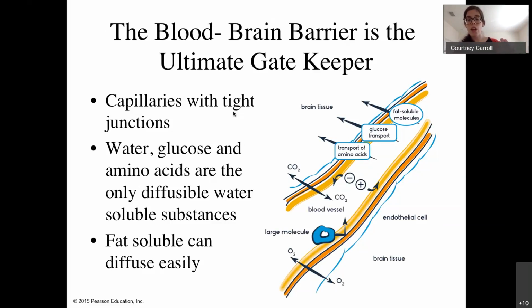And so this is a real challenge for people who are trying to design drugs that will affect the brain: getting it through the blood-brain barrier, because it is that ultimate gatekeeper that separates the brain from the rest of the bloodstream in your body.